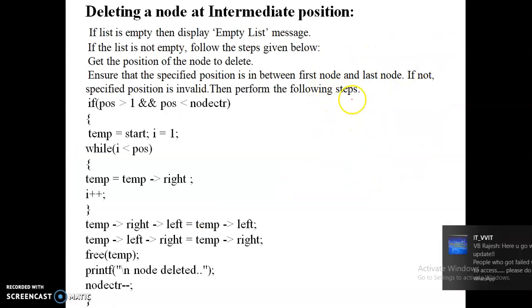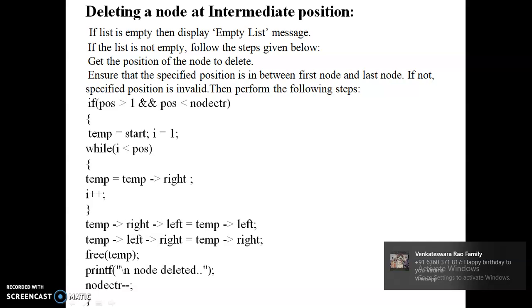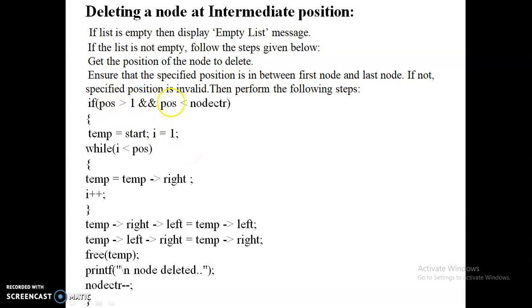Next, deleting a node in the intermediate position. We take a position value and check whether the position is valid, that is, whether it is in between one and the number of nodes. Node counter is the number of nodes. If it is greater than one and less than the number of nodes, then take temp equal to start and i equals 1. Repeat the while loop while i is less than the position, incrementing the i value and advancing the temp variable.